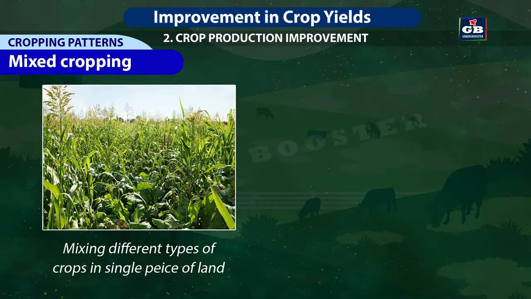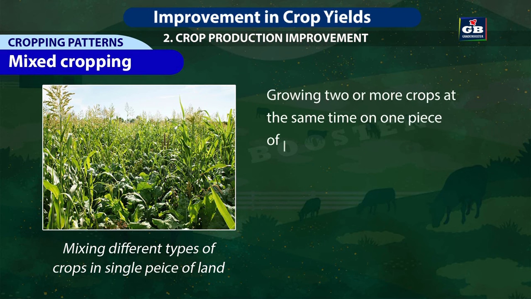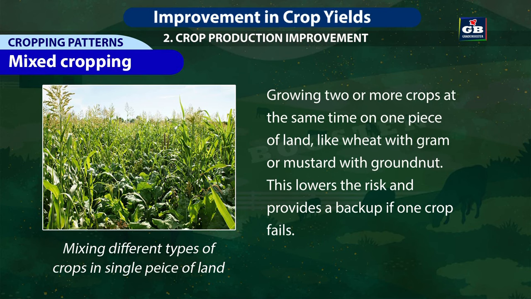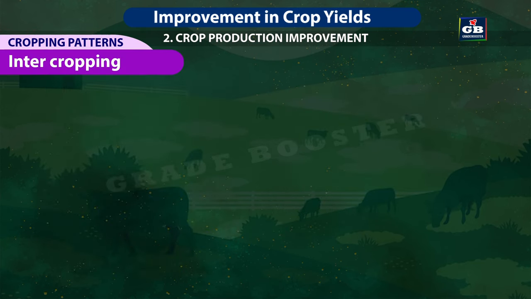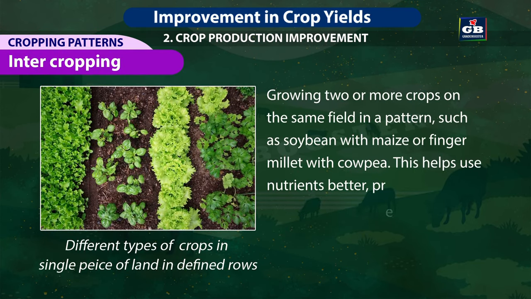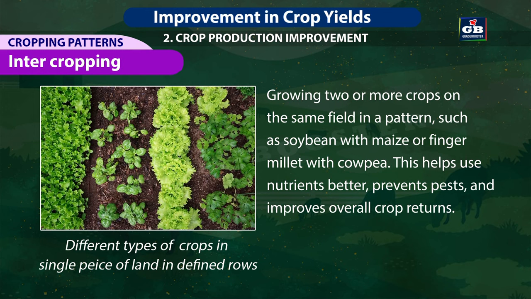Cropping patterns. Mixed cropping. Growing two or more crops at the same time on one piece of land, like wheat with gram or mustard with groundnut, is called mixed cropping. This lowers the risk and provides a backup if one crop fails. Intercropping. Growing two or more crops on the same field in a pattern, such as soybean with maize or finger millet with cowpea, is called intercropping. This helps use nutrients better, prevent pests, and improves overall crop returns.